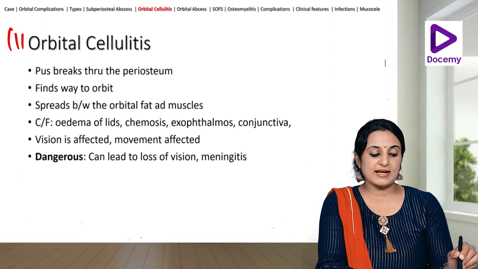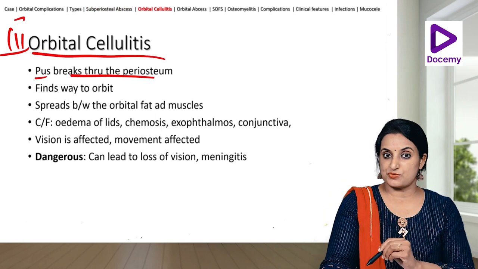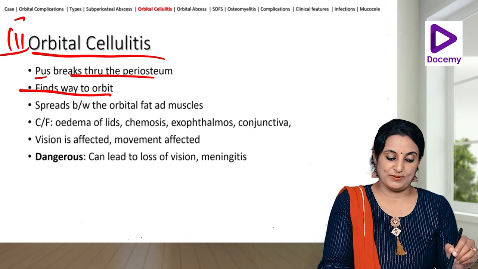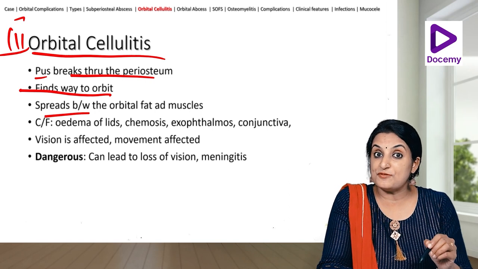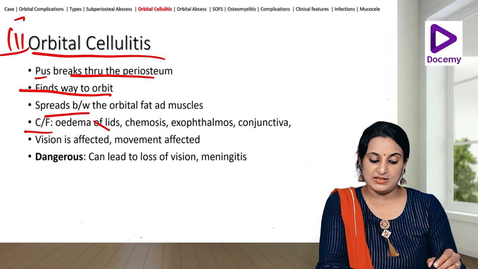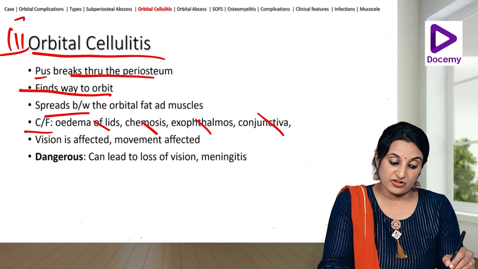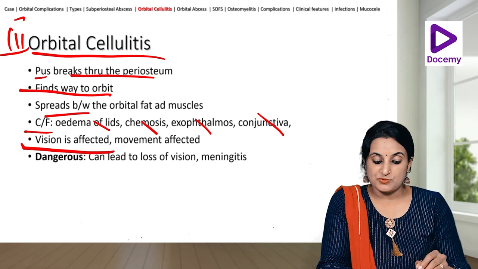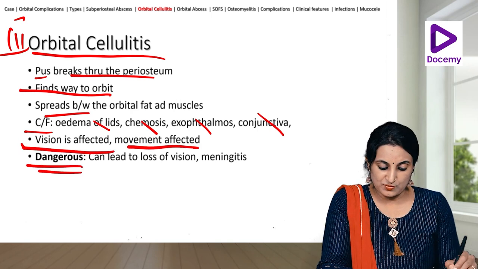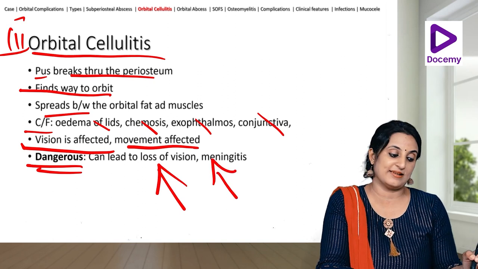Let's go to the third grade, that is orbital cellulitis, in which the pus breaks through the periosteum. It finds its way into the orbit. It spreads between the orbital fat and the muscles. On examination, the clinical features are edema of the lids, chemosis, proptosis, and conjunctival congestion. Vision is affected, so is the movement. It is dangerous because it leads to loss of vision and meningitis if left unchecked and uncontrolled.